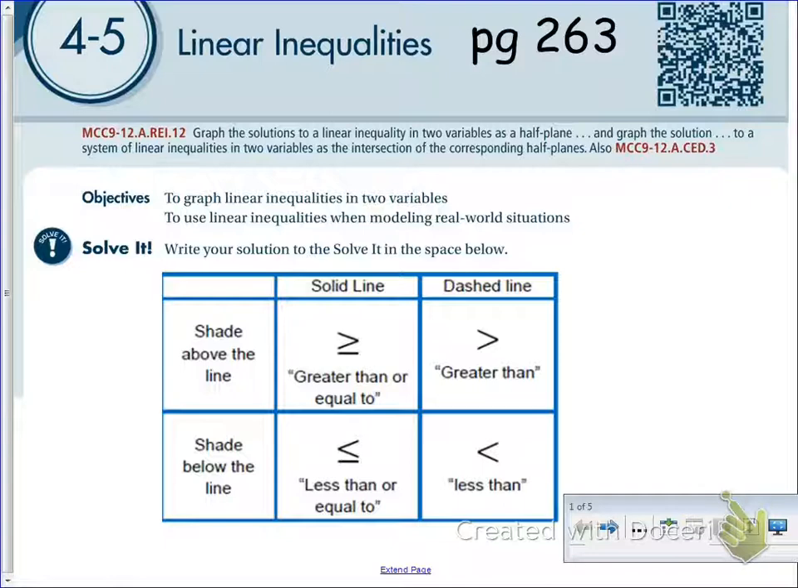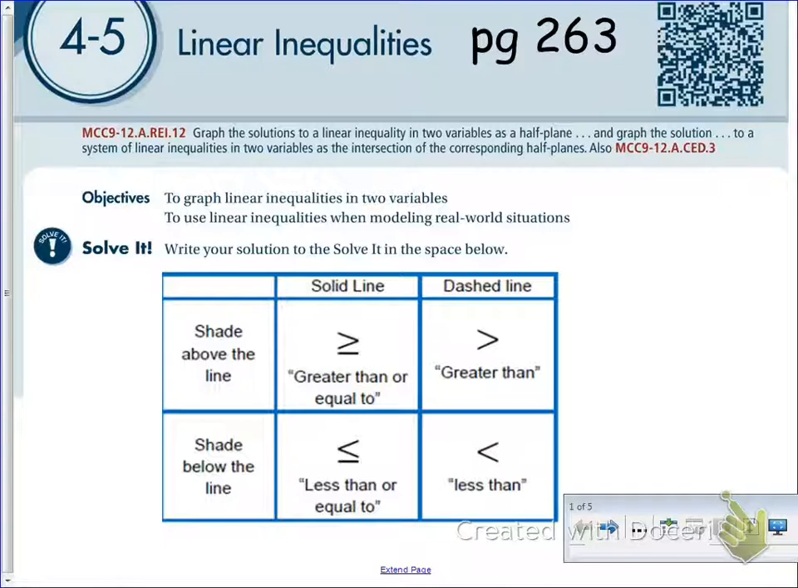Now that you're done copying this table into your book, let's actually look at it. So if you look at the left-hand side, it says, I shade above the line when I have either a greater than or equal to symbol or a greater than symbol. I shade below the line when I have a less than or equal to symbol or a less than symbol.